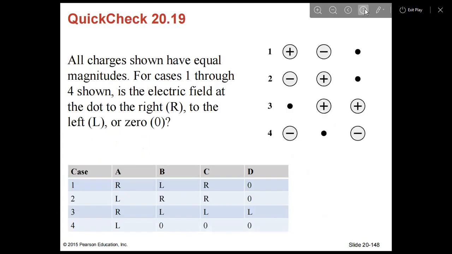Now all charges shown have equal magnitudes. For cases 1 through 4, is the electric field at the dot to the right, to the left, or zero? Can you say? 1 positive negative dot, and 2 negative positive dot, dot positive positive. All charges shown have equal magnitudes. Is the electric field at the dot to the right, to the left, or zero? Actually B will be the result.